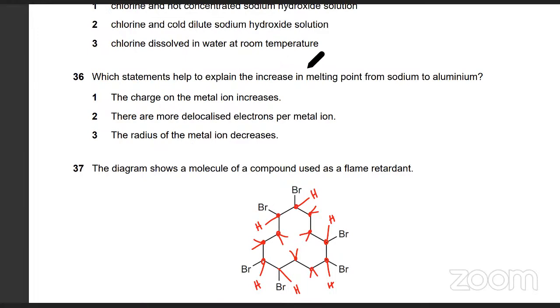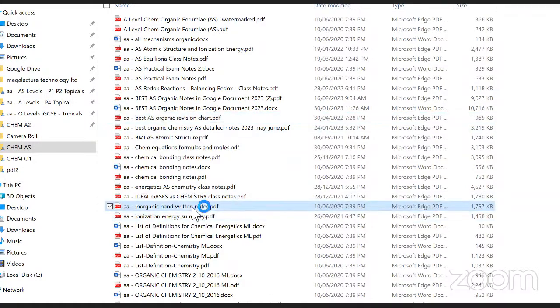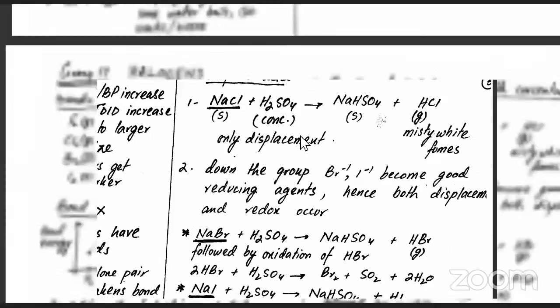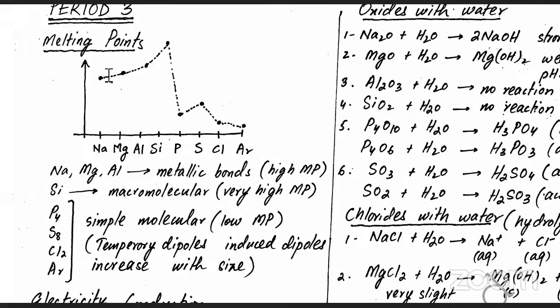Which statement helps to explain the increase in melting point from sodium to aluminium? Now that's from sodium to aluminium. This is an inorganic question. ठीक है. So sodium to aluminium, if you remember inorganic, अभी chart खोल लेते हैं, melting points, right? जस्ट रिमेंबर यहाँ पे जो सोडियम है ना, वो थोड़ा सा इधर ऊपर बना हुआ है. It's probably down here. ठीक है.